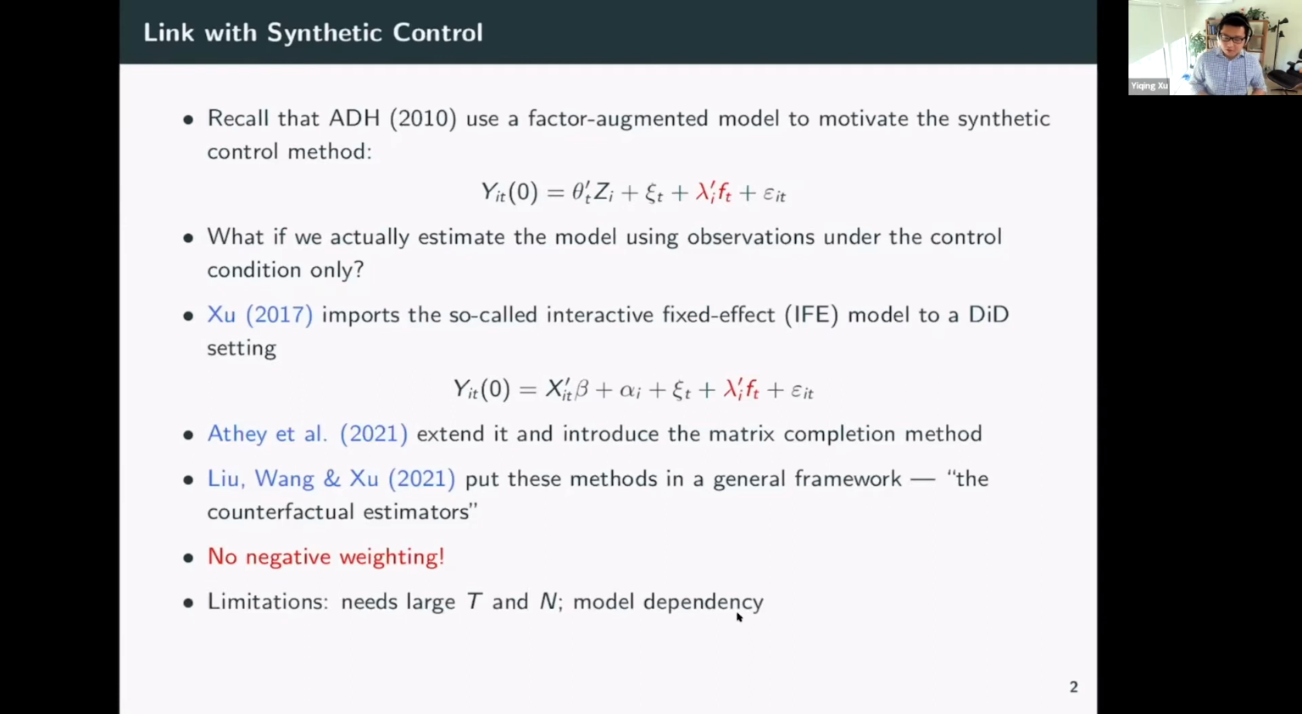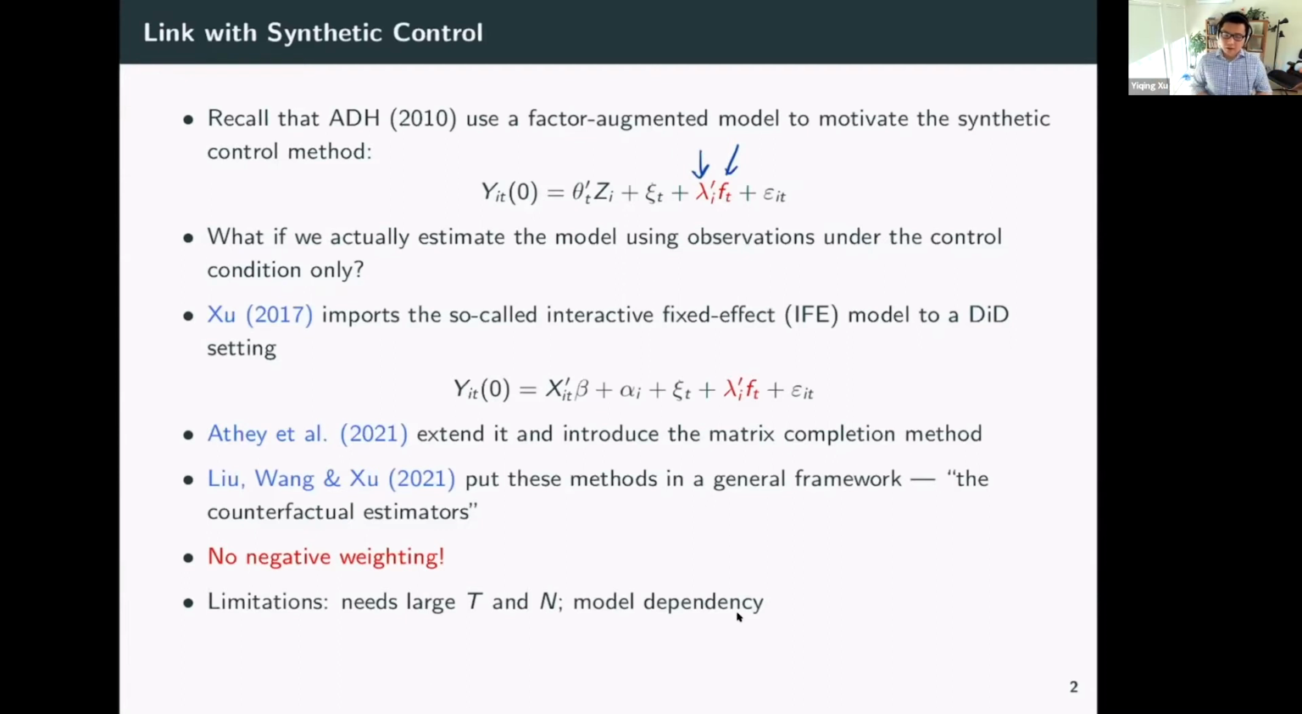Okay, so the limitation, it's not free lunch. The limitation is that we need both large N and large T. Why? Because even with matrix completion, you don't directly estimate lambda and FT, you estimate their product. Intrinsically, you're approximating a matrix of dimension T by N using a lower rank matrix.